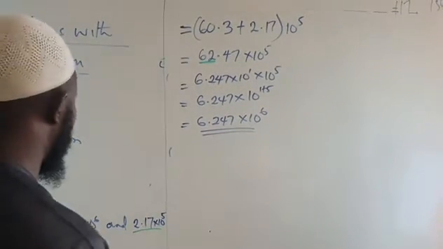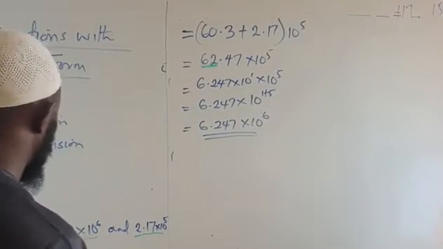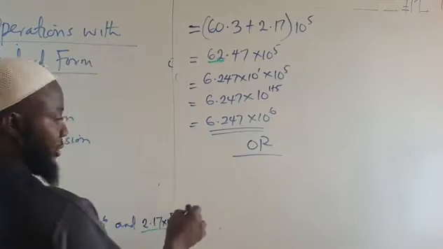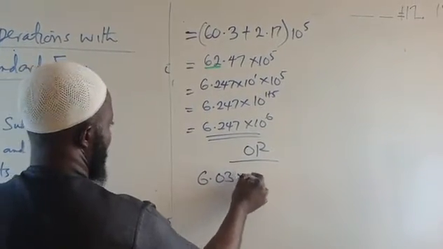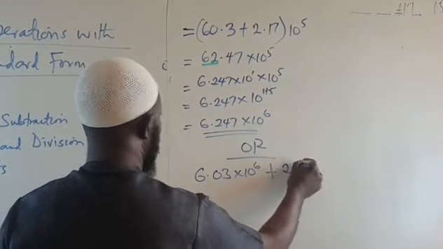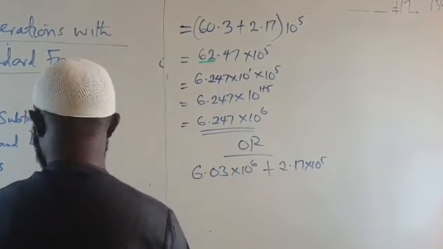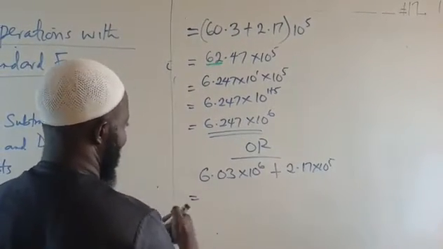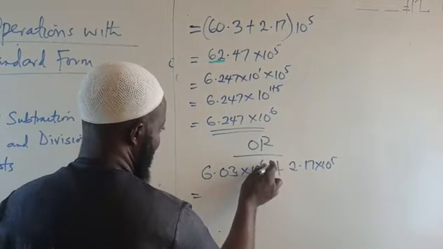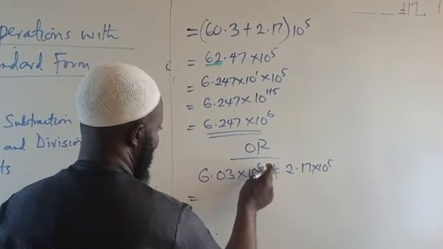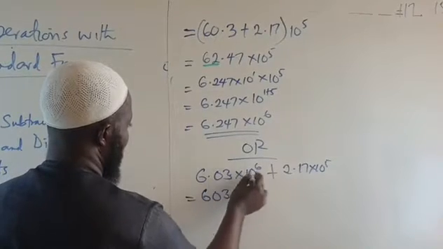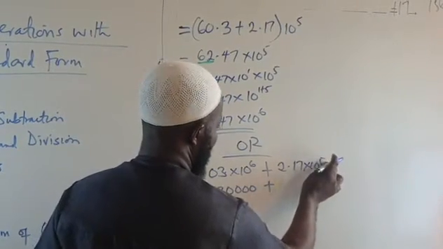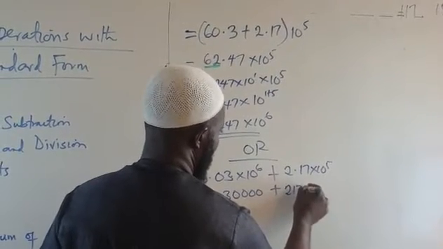Or another way of doing it, which is the long method, is to convert both of them to ordinary form. So you have 6.03 times 10 raised to the power 6 plus 2.17 times 10 raised to the power 5. We have done how to convert standard form to ordinary form. We have two decimal places here, so it will cancel two zeros out of the 6, and 4 zeros will remain. So we have 603 then 4 zeros. Plus, the same thing for this one: it will cancel two zeros, meaning 3 will remain. That will be 217, then 3 zeros.